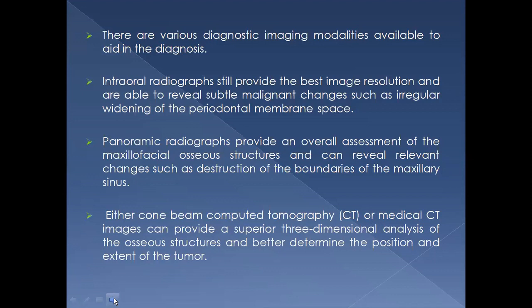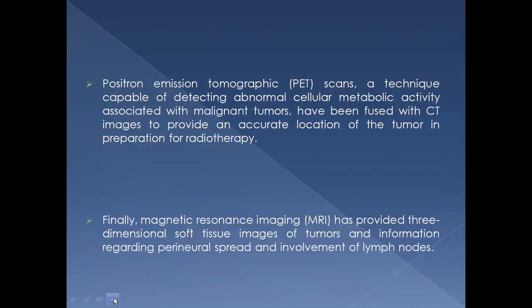The third important diagnostic aid is cone beam computed tomography or medical CT images, which provide a three-dimensional analysis of osseous structures and are better to determine the position and extent of the tumor. Nowadays, one advanced imaging technique is PET, the positron emission tomographic scan. It is capable of detecting abnormal cellular metabolic activity associated with malignant tumors, and it is always fused with CT images to provide an accurate location of the tumor in preparation for radiotherapy. The final diagnostic aid is MRI, which provides three-dimensional soft tissue images of the tumors and information regarding perineural spread and involvement of the limb.